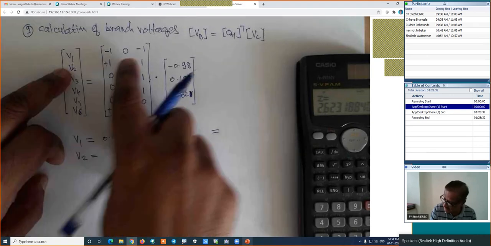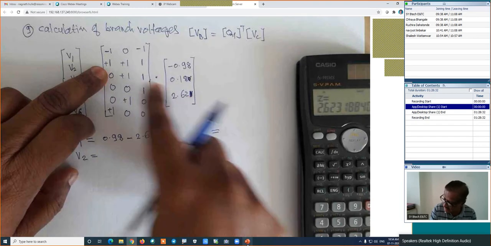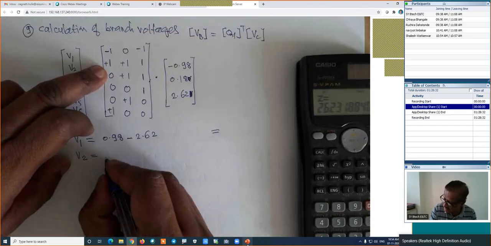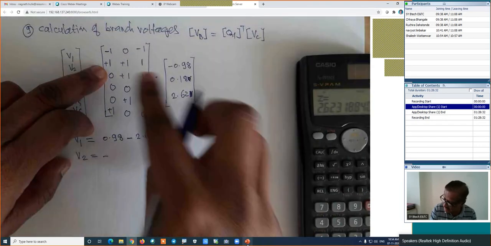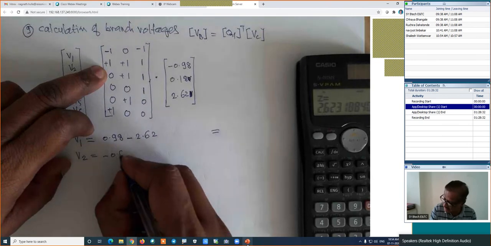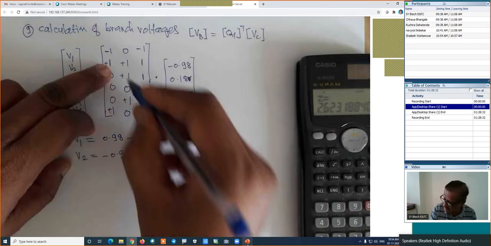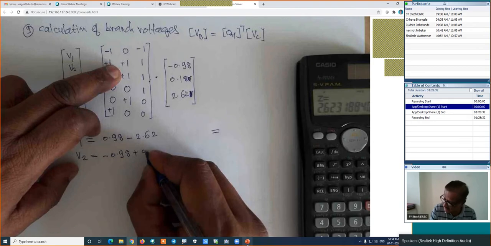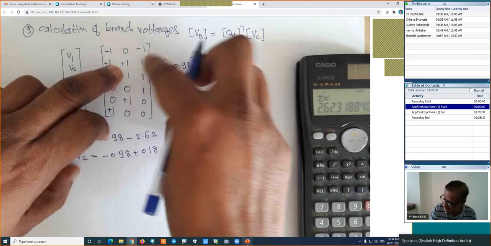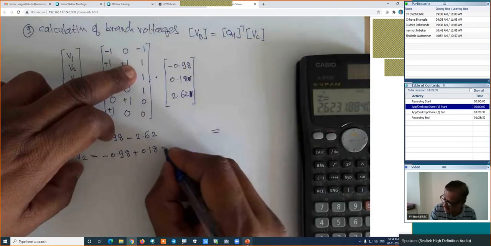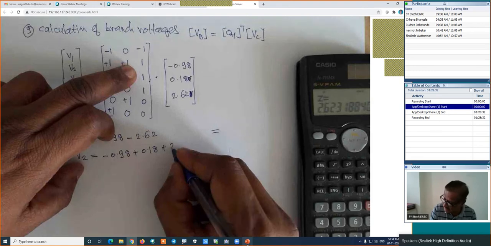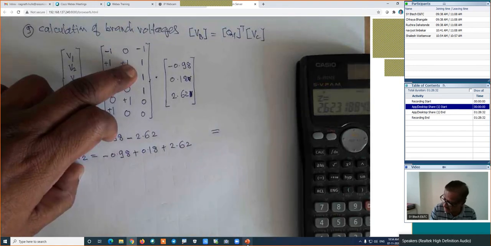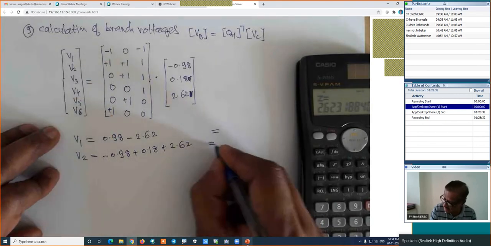This V2 is equal to this row into this column. It is +1, +1, +1. This value is 1 into that 0.98, so it will be minus 0.98. Then this +1 into this value will be plus 0.18. Then this 1 into this value will be plus 2.62. This will be 2.62. This is right. I will do this calculation later on.